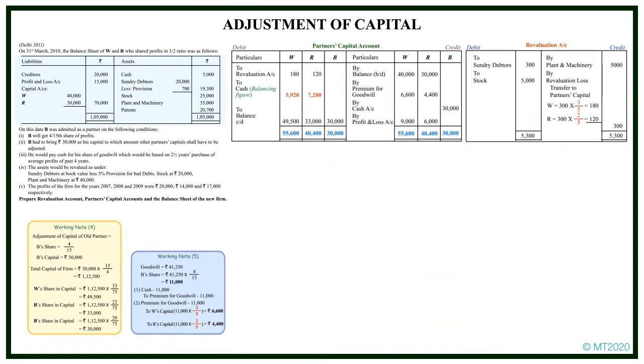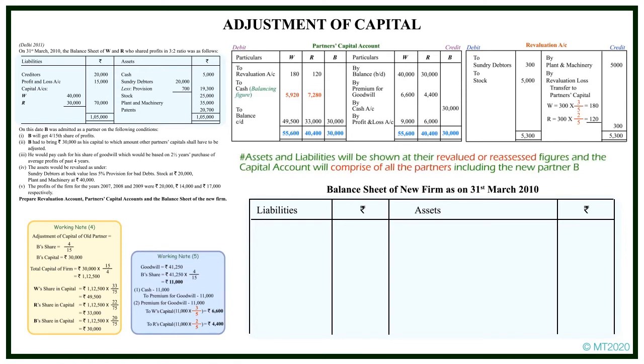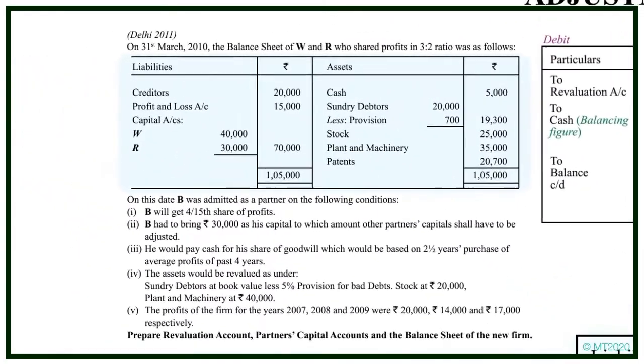At last, we are supposed to make the balance sheet of the firm after reconstitution has taken place as on 31st March 2010. While making the balance sheet, we need to be careful, as assets and liabilities will be shown at their revalued or reassessed figures, and the capital account will comprise all the partners including the new partner B. To make the balance sheet, we will refer to the revaluation account and the partners' capital account. We will also refer to the old balance sheet which is given in the question.